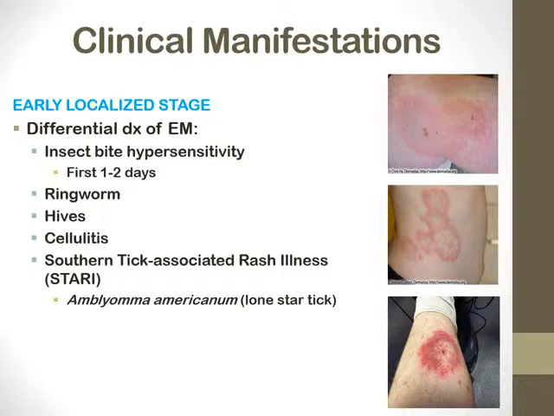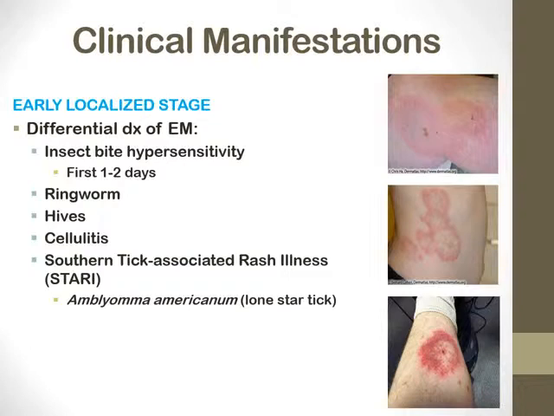There are a couple important differentials to keep in mind for erythema migrans. The most important is that of insect bite hypersensitivity. Up in the upper right-hand corner is a slide from the CDC website of an insect bite hypersensitivity. And as you can see, it has a lot of the general characteristics you might think for EM. It has a general round appearance. It almost looks like it has some clearing.